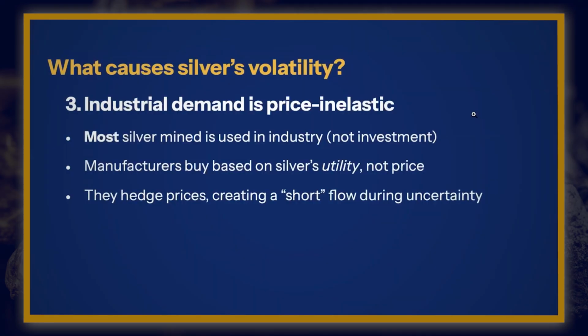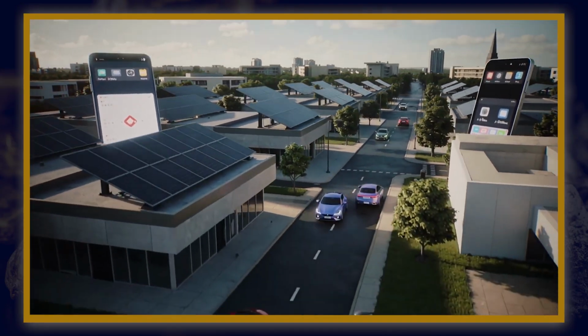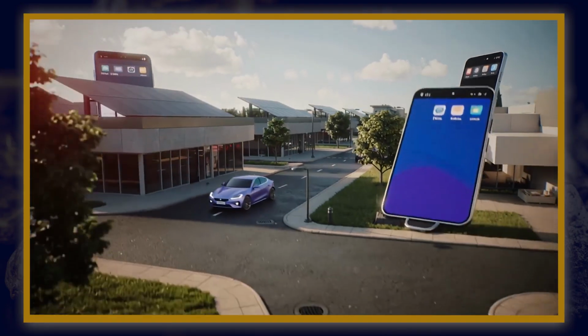Number 3, industrial demand is price inelastic. So most of the silver that is mined is used in industry. It's not used as money or as an investment. Most of it is used in industry. And manufacturers buy silver based on its utility, not its price. So if you're going to make a solar panel or a smartphone or whatever it is, you need that silver based on its utility.